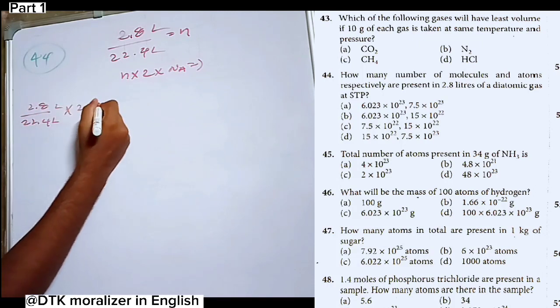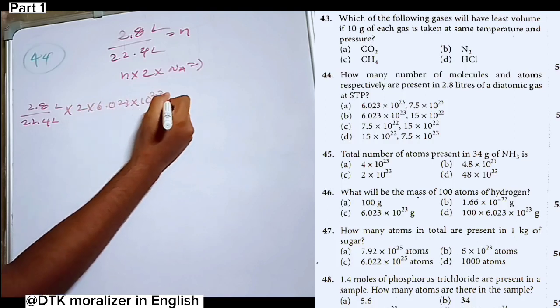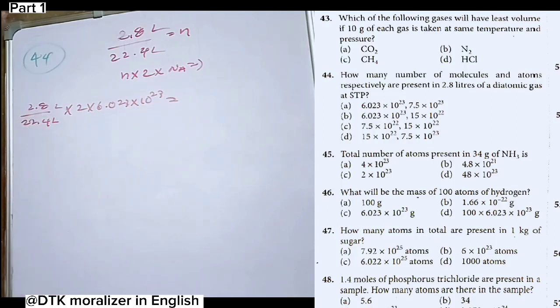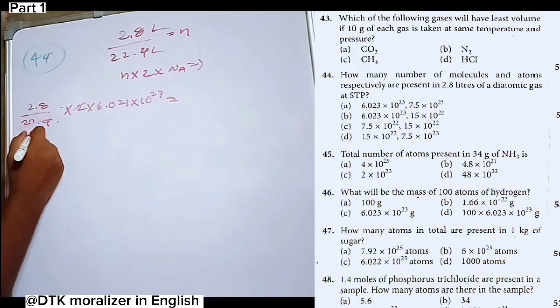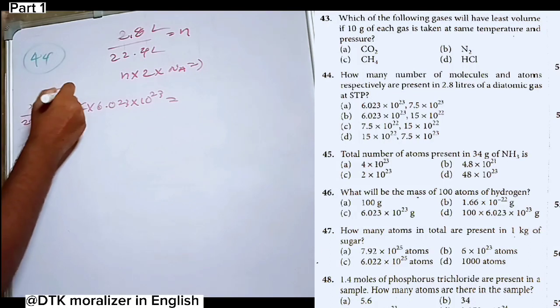So we have to find out the mole. Then mole into Na will give the number of molecules. So here when we do mole into Na, it will give the molecules count. For atoms we have to multiply with the atomicity, so N into Na into 2.